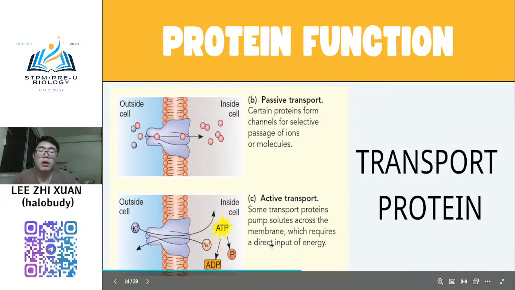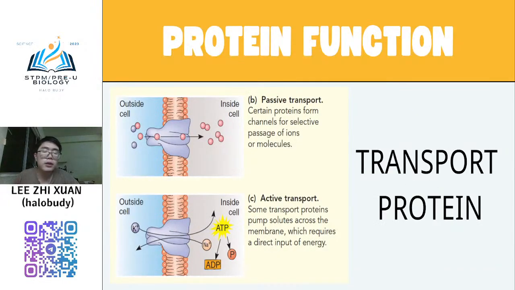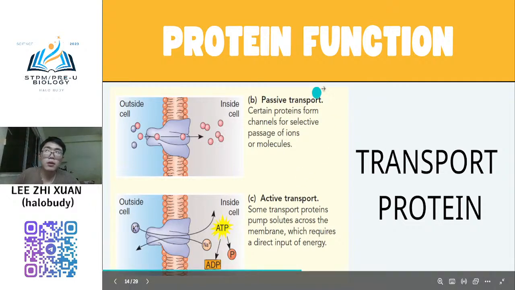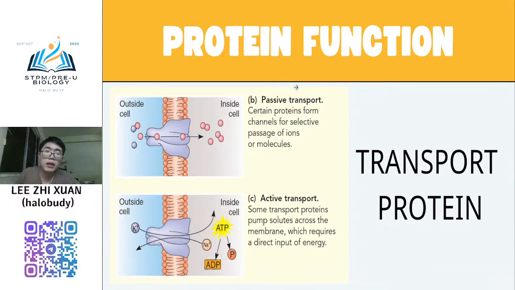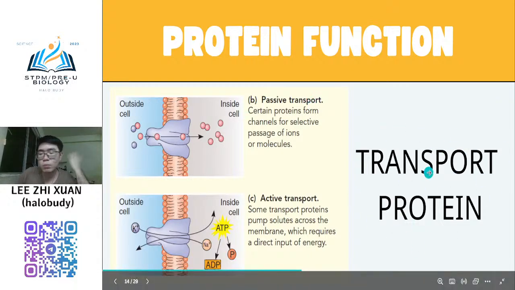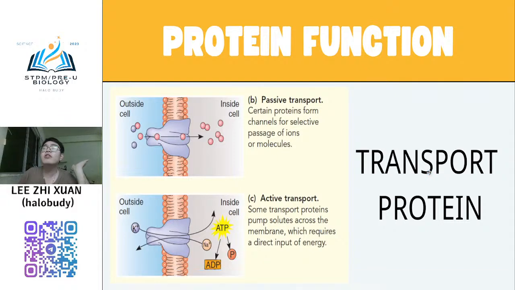Okay, now we go to the protein function. We know that our plasma membrane contains integral protein and also peripheral protein, right? Normally integral protein will mostly take part in the function, right? So actually there are many functions of protein. One of the first functions is transport protein. I think everyone knows, right? Passive transport and also active transport.